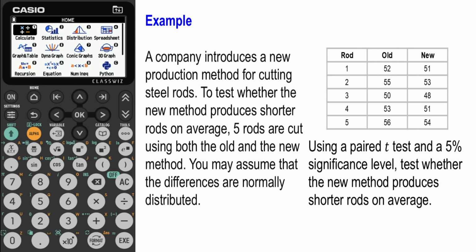A company introduces a new production method for cutting steel rods. To test whether the new method produces shorter rods on average, 5 rods are cut using both the old and the new method. You may assume that the differences are normally distributed. Using a paired t-test and a 5% significance level, test whether the new method produces shorter rods on average.